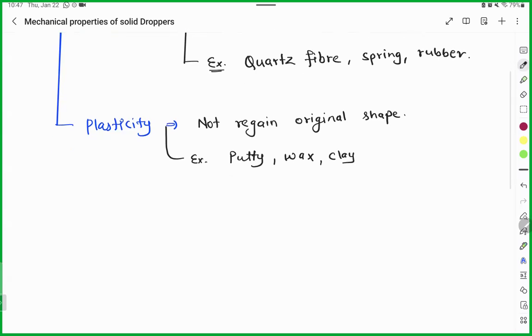Okay. So can we say, Tuhina, if elastic property decreases, what will happen to the plastic property? Increases, sir. Correct. If elastic property is really high, then plastic property will be low. So we can say, and vice versa.